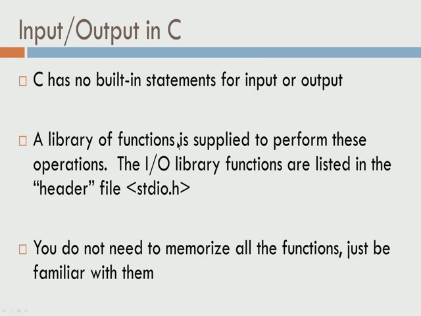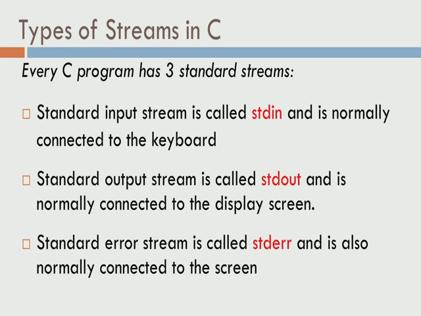So C basically has no direct support for input and output. Instead, it's supplied through a library, and we have seen this so far. The header file that we've been including called stdio.h is essentially that. It has several functions that will enable you to do input and output. You don't have to really remember all of them, but it's good to know that all the functions that you need for input and output are in this header called stdio.h.